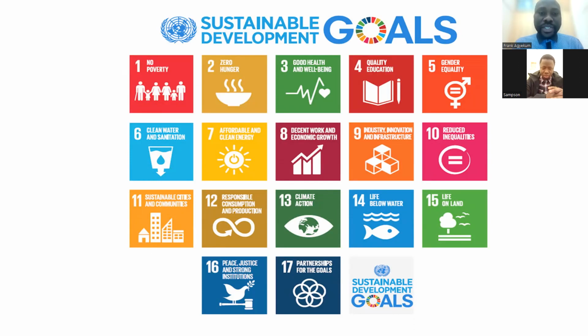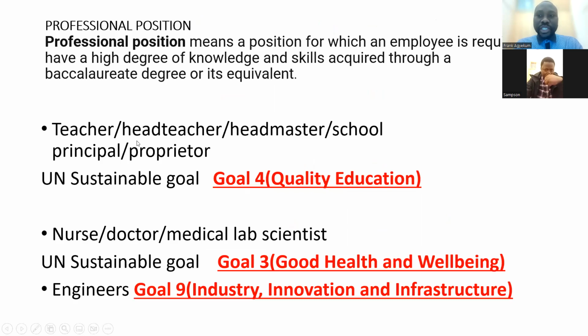Okay, so the question is, what is your professional position? When we say professional position, we mean your position as an employee in which you have gained a high degree of knowledge and skills through your bachelor or any form of degree that you have. So your professional position is actually your work position. And this position can either relate to your bachelor degree or not. So far as you have a professional position, it can be in the form of a teacher, a head teacher, headmaster, school principal, or proprietor.